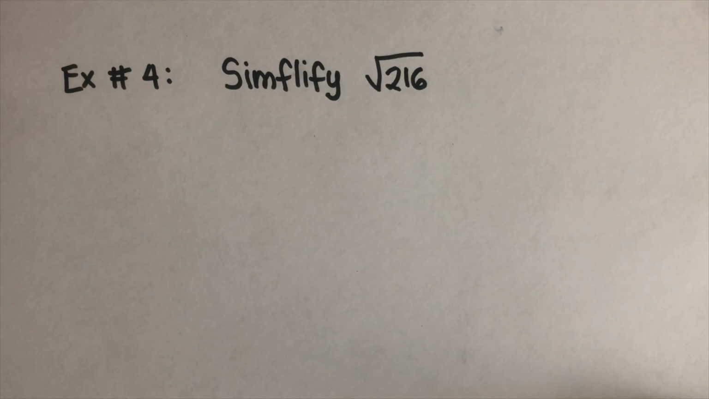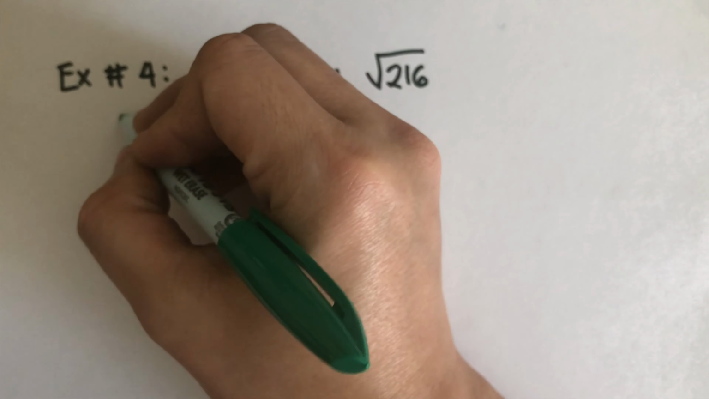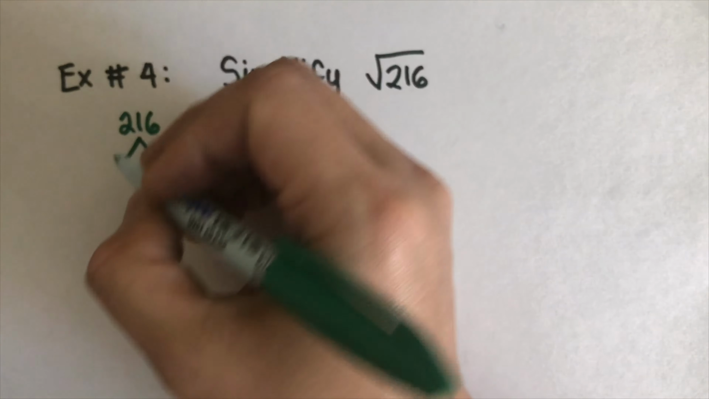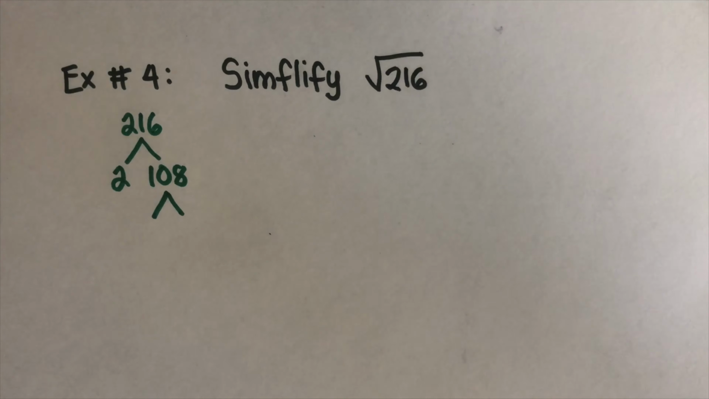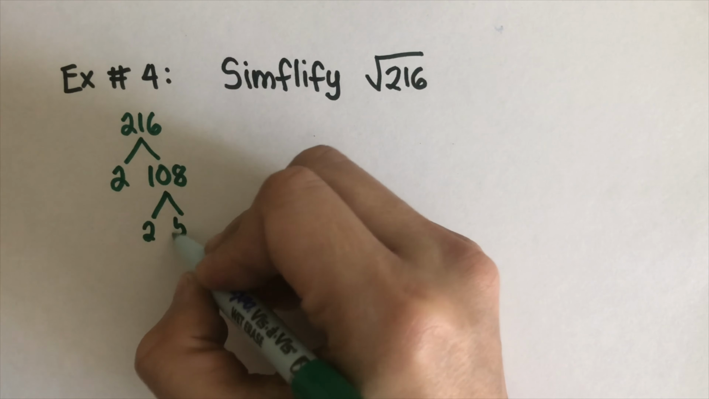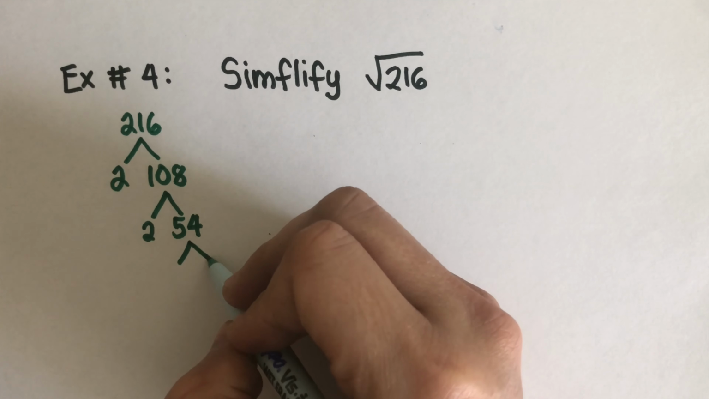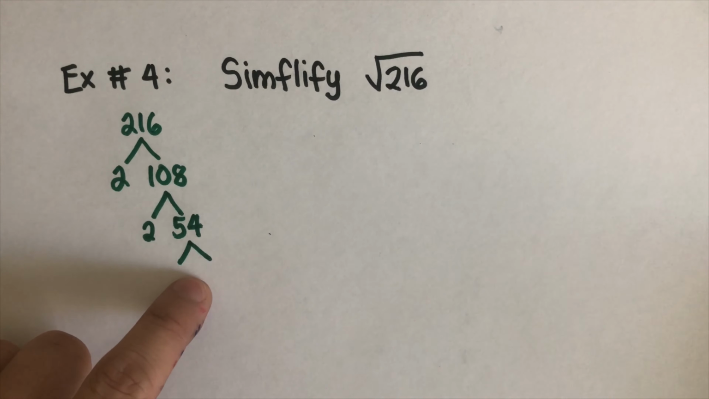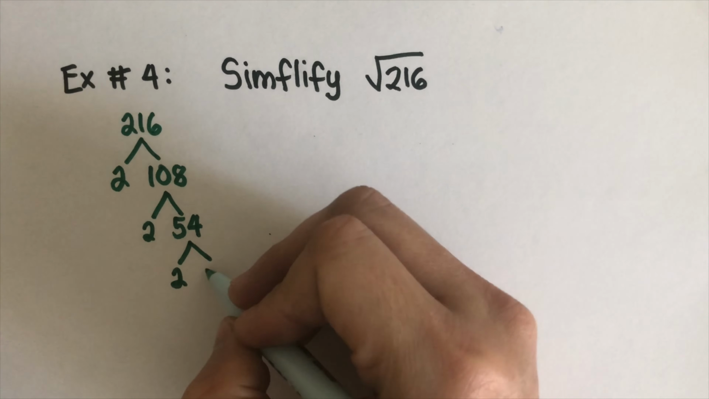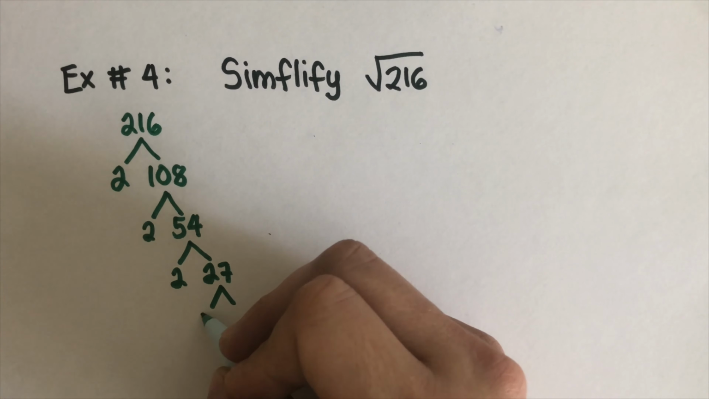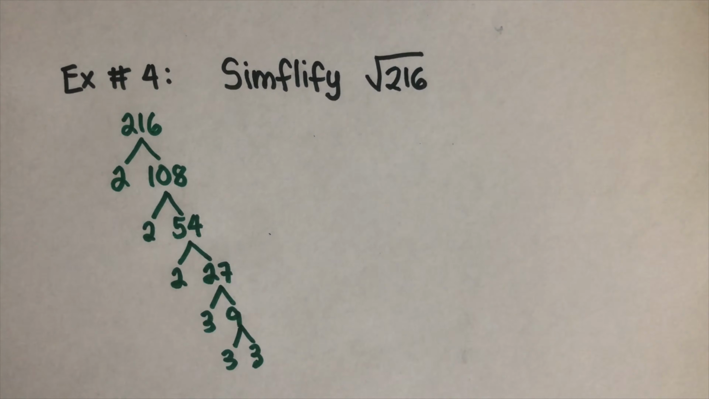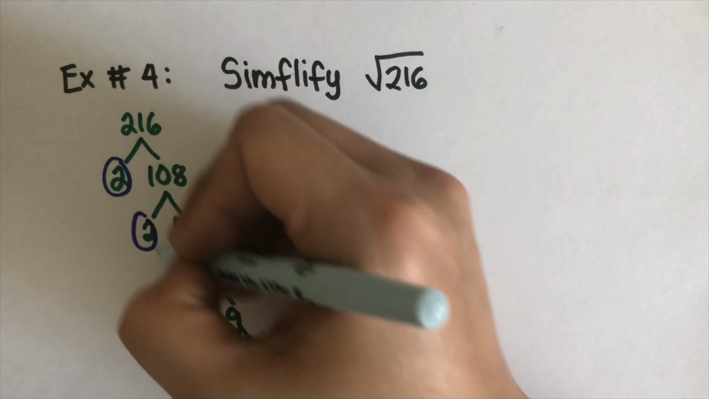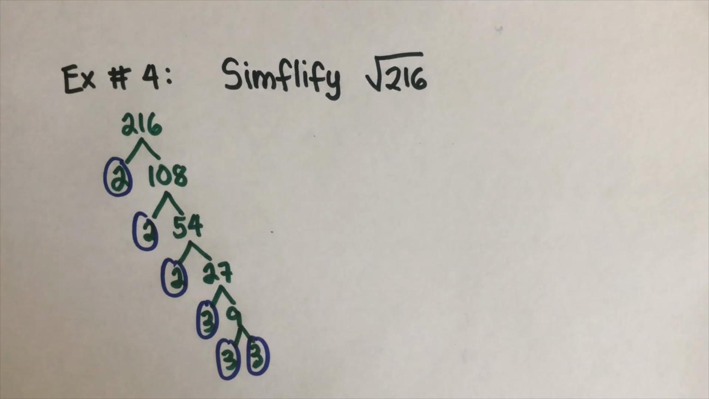So again, 216, we start by dividing by 2. So half of 216 is 108. Divide 108, that would be a 54. And then we just continue dividing by 2. So 54 divided by 2 is 27. So that's 2 times 27. And this is 3 times 9. And then the 9 would be 3 times 3. So then these are the factors to 216.